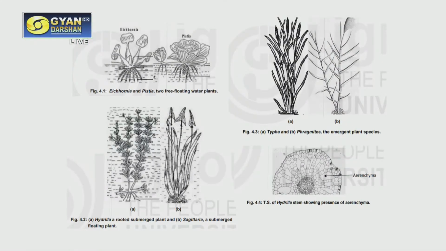We next move to, so this is actually the picture you can see, I have represented here some of the pictures like Eichhornia and Pistia, Typha and Phragmites. These are all given in your SLMs. You can find the figures there also. And Hydrilla, a rooted submerged plant, and Sagittaria. So it's just to show how these plants look. These are actually the diagrammatic figures.